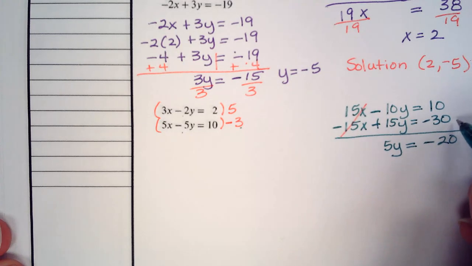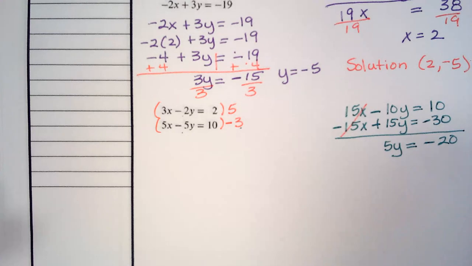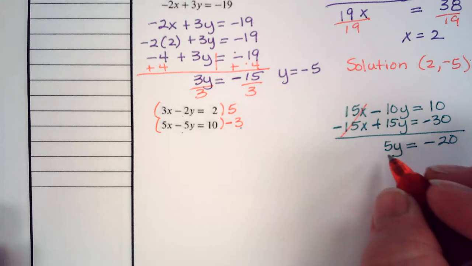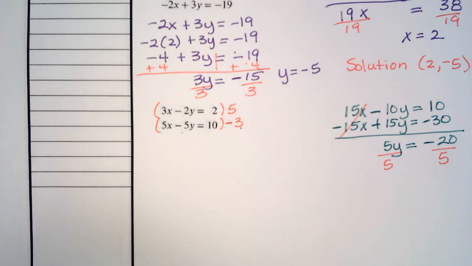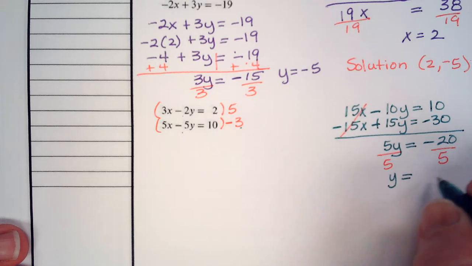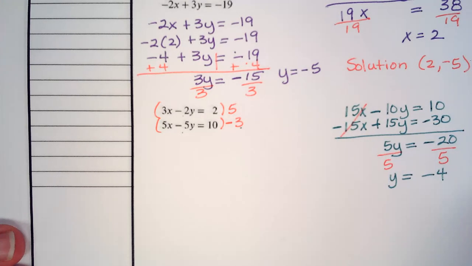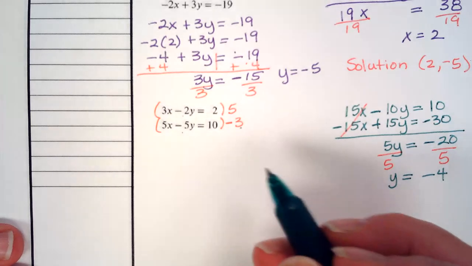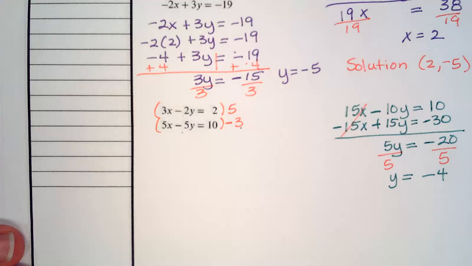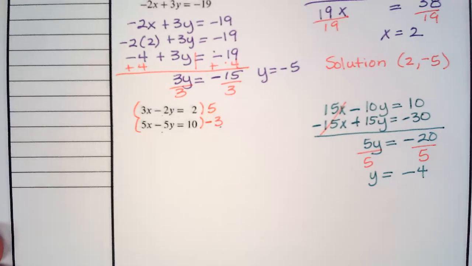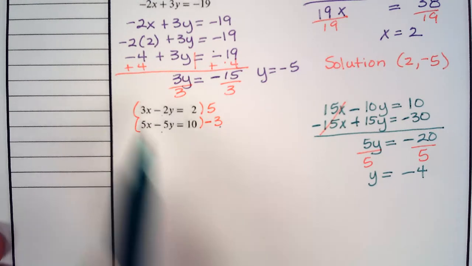Opposite signs, so we subtract, keep the symbol of the larger number. Last step to solve is to divide both sides by 5. And we know that y is equal to -4. Which one do we want to use? Does not matter. We'll use either the first equation or the second. The second one might be more interesting, but the first one might be easier. So what are we going to do? Let's use the first one.